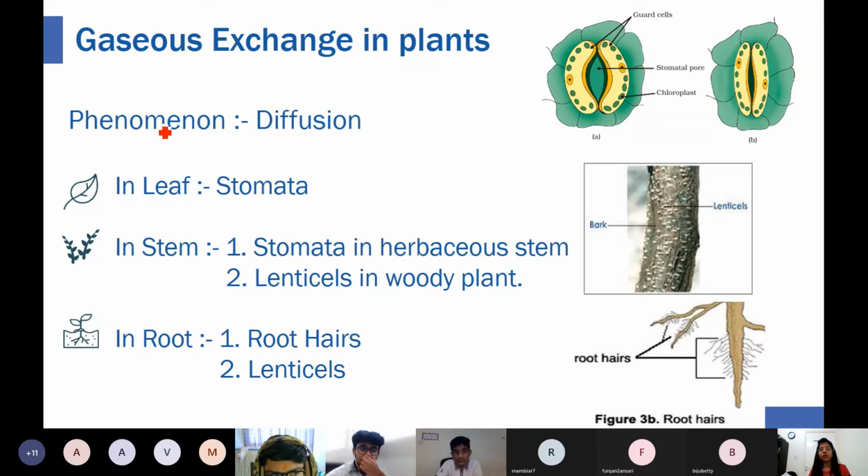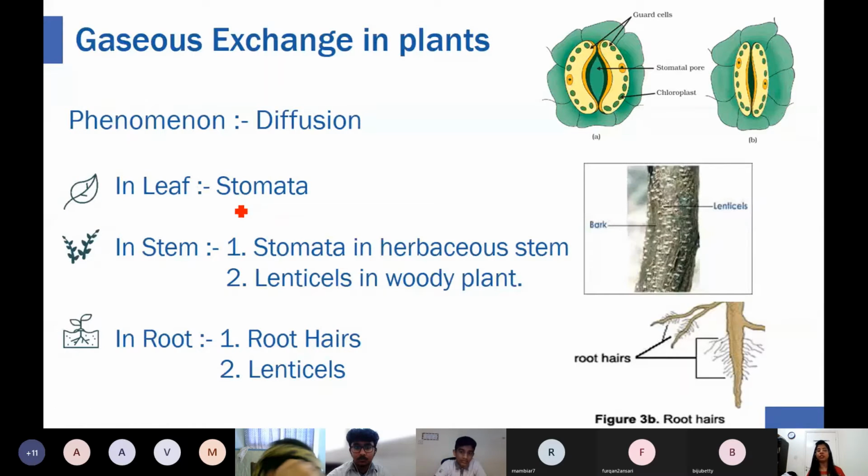So now in our body, if we want to take in oxygen, what is the organ? Nose. Yes, the nose is connected to the respiratory system, where the trachea, lungs, and bronchus are associated. But if a plant wants to take in oxygen, how will it take it? Through stomata. Yes, plants will take it through stomata.